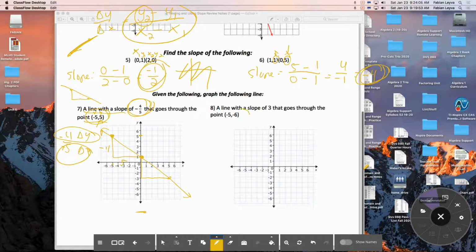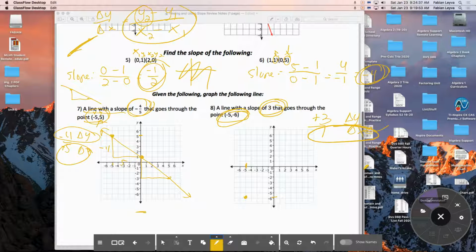All right, last one. So we have to go through this point and have this slope. Well, let's start with the point. Here is my x equals negative 5. Here is my y equals negative 6. Here is my point. I notice that my slope is 3. Now, when I look at this, I know my change of y is 3, positive 3 to be exact, but what is my change of x? Remember that whenever you have a whole number, put it over 1, because what you're really doing is dividing by 1. 3 divided by 1 is still 3. You haven't changed anything mathematically. That means that your change of x is 1.